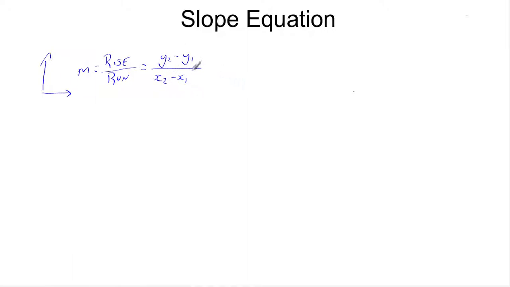So if I have 2 points, I can find the slope based off of this equation. So let's say I have (1, 5) and (6, 7). The slope m is going to be y2, so the second y value, which is 7, minus the first y value, which is 5, over the second x value, which is 6, minus the first x value, which is 1. So 7 minus 5 is 2, and 6 minus 1 is 5.